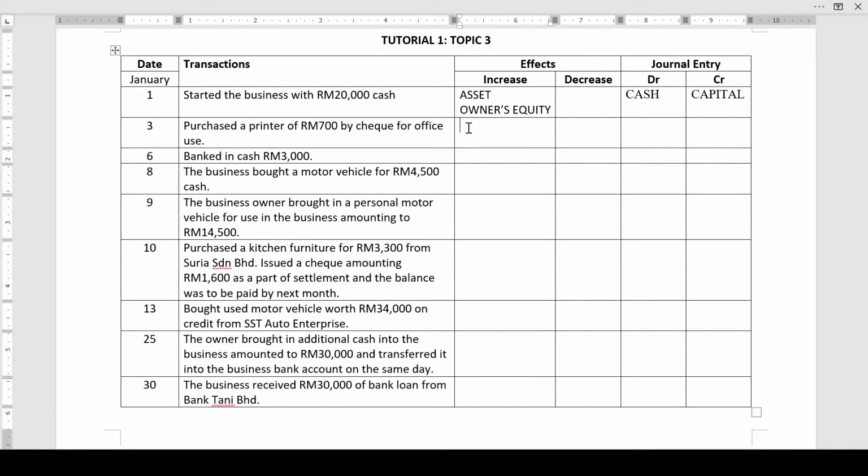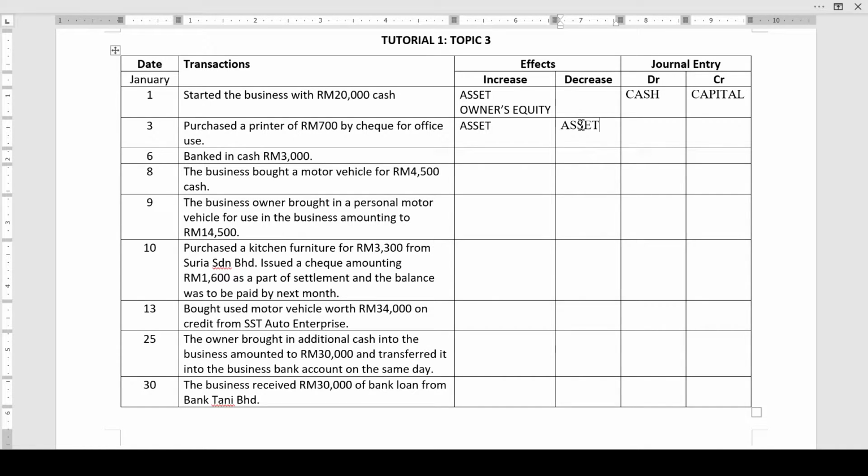When the business purchases a printer, there is a new asset added to the business. So what happened to the accounting equation? There will be an increase in asset. Purchase by check: check means they are using cash money in the bank, cash at bank. Cash is an asset. Now when they make payment to the supplier of the printer, the cash money decreases, meaning that there is a decrease in asset.